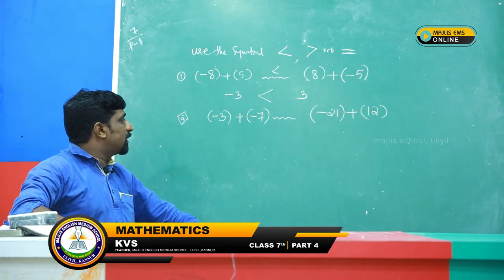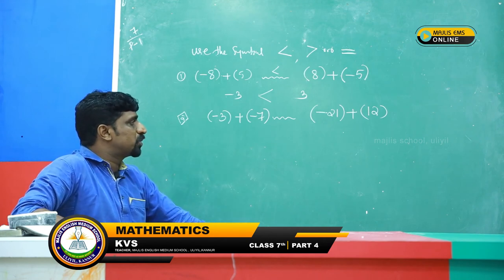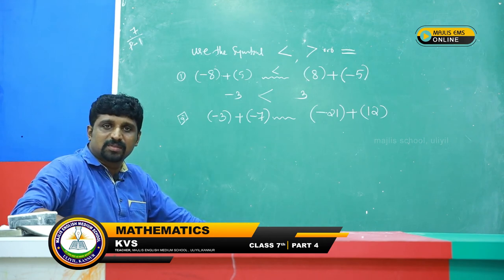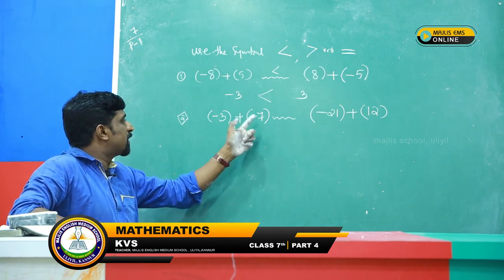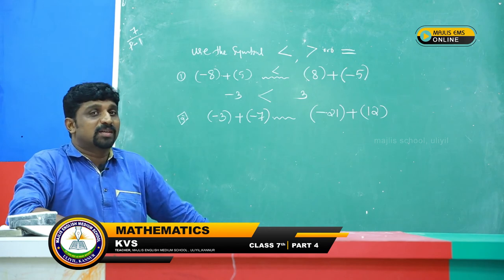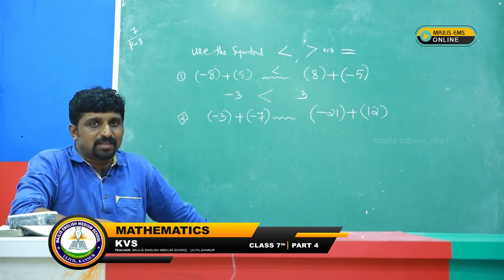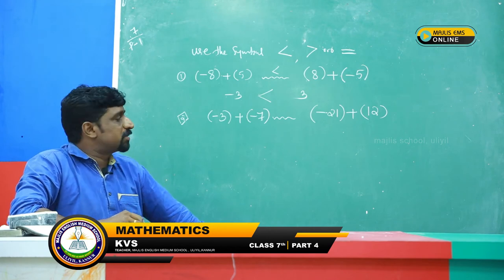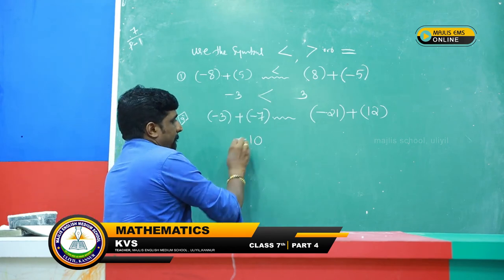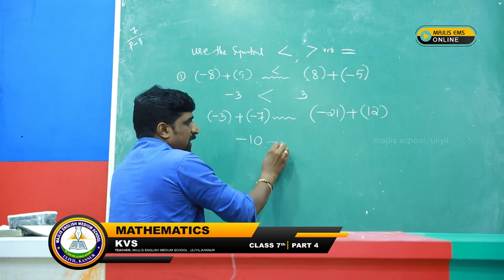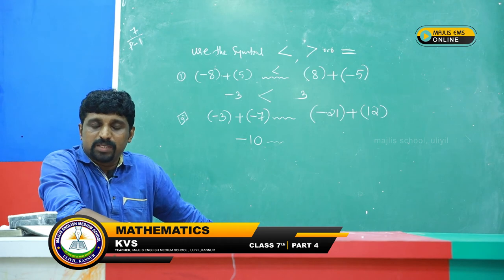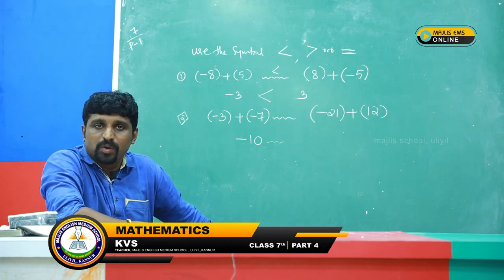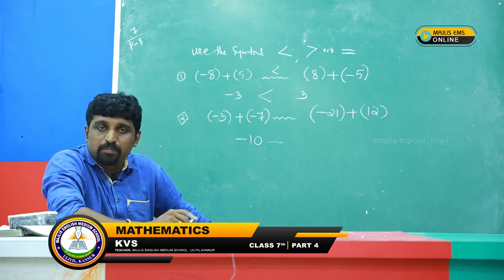Like this: minus 3 plus minus 7 and minus 21 plus 12. What are we going to consider? We need to put the symbol. Minus 3 minus 7, both have the same sign. If you add, it becomes add and negative symbol. Therefore, here we got negative 10. After addition, minus 21 and 12. Find the difference, put the greater symbol.